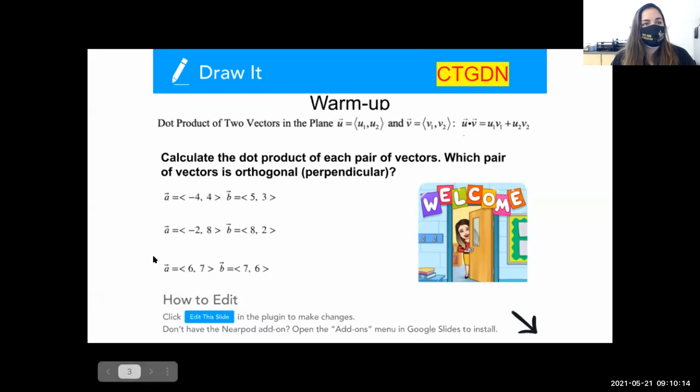So remember, the dot product is a number. It's not another vector. It's multiplying the x's, multiplying the y's, adding them together. It's the projection of one vector onto another. Okay.